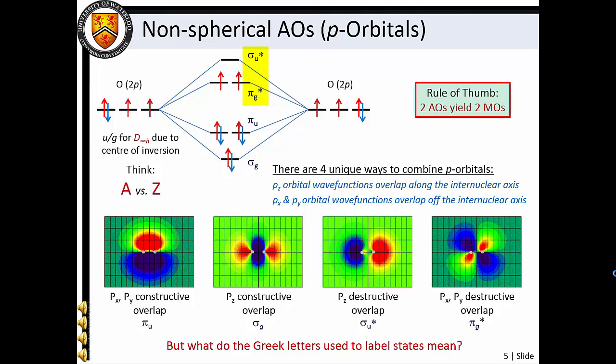The MOs formed from the overlap of pz atomic orbitals are given the label Greek letter sigma, while the MOs formed from the px and py atomic orbitals are labeled with the Greek letter pi.